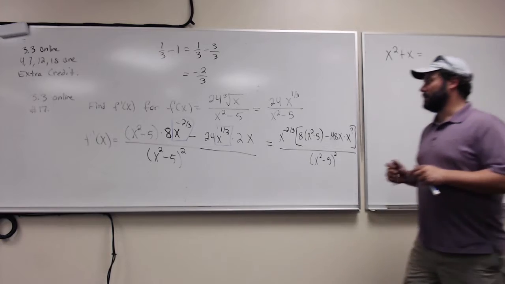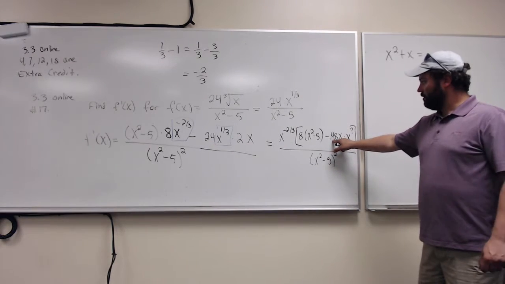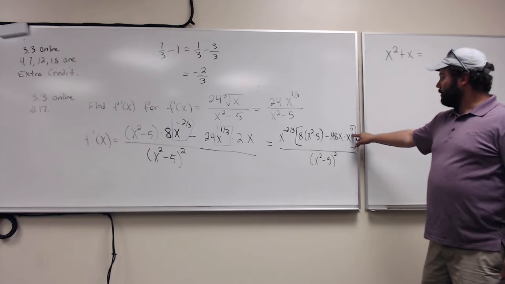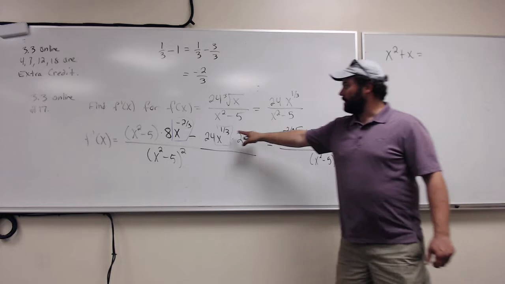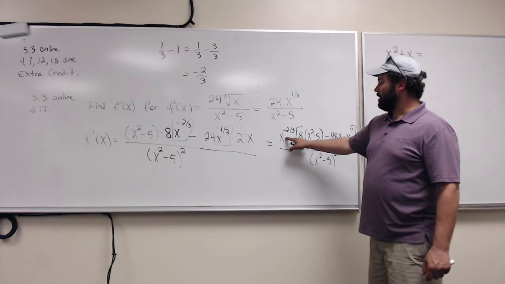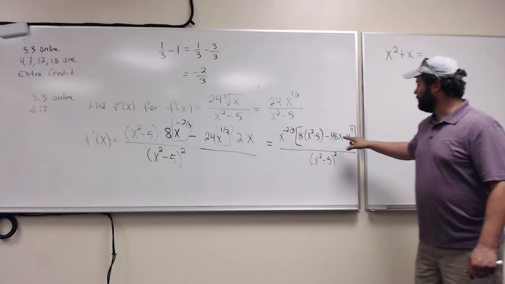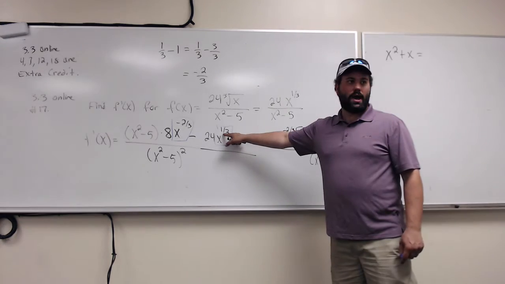Okay. So all I did here was I left the 24 times 2x inside the brackets. And then what the power is here is going to be, what do I have to add to this to get back 1/3? Because now if you redistributed this, it's going to be x to the minus 2/3 times x to this power. And when you multiply with the same base, you add exponents.